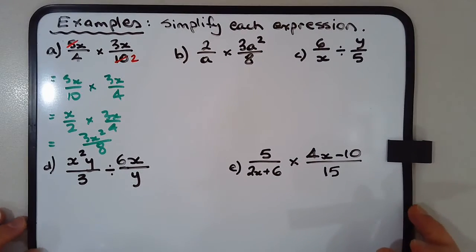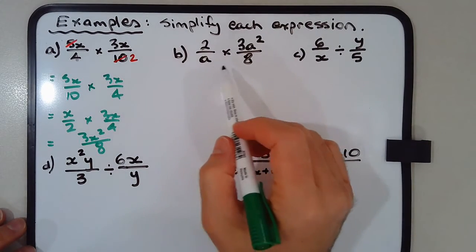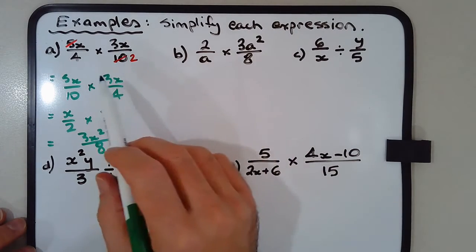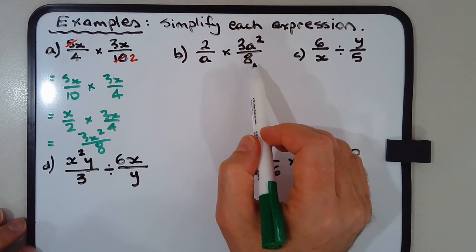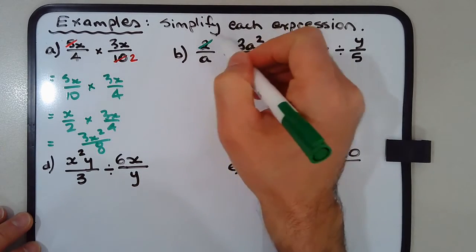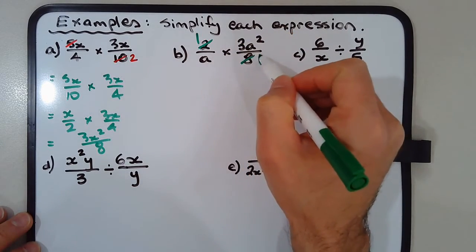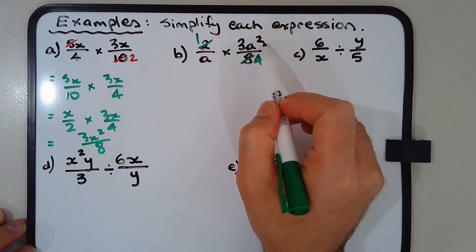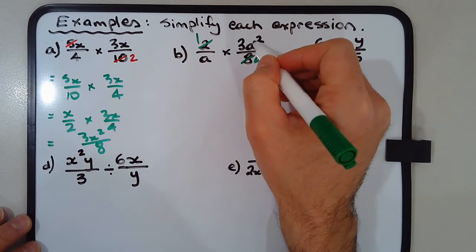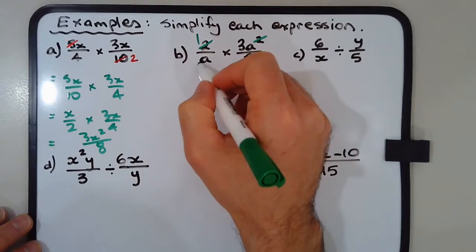Let's look at part B. So 2 over a times 3a squared over 8. We can see the same thing happening here. The 2 and the 8 can be reduced down to the equivalent fraction 1 over 4. So that becomes a 1, and this becomes a 4. Now we have a squared, which is just a times a.